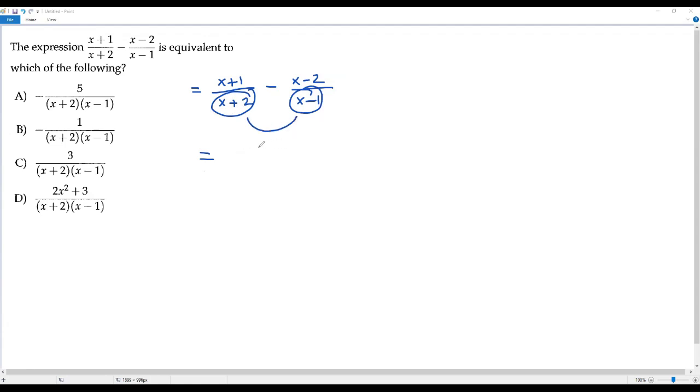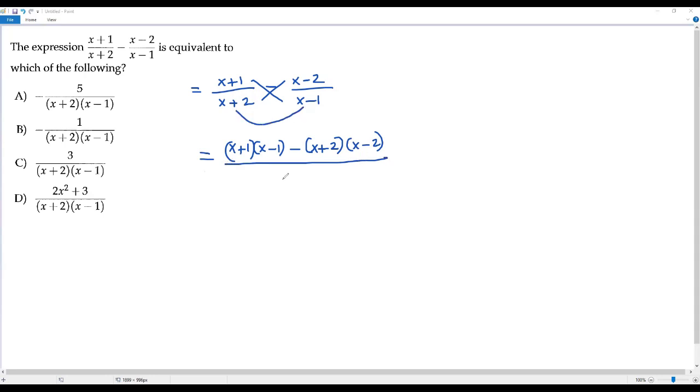So in simplifying this kind of fractions, we have to use the cross multiplication method. Multiply the numerator of the first fraction by the denominator of the second fraction. Then multiply the numerator of the second fraction by the denominator of the first fraction. At last, we multiply the two denominators. Now I multiply the first numerator x + 1 by the second denominator x − 1, and I get (x + 1)(x − 1). I take this negative sign as it is. Now I multiply this numerator by this denominator, and I get (x + 2)(x − 2) over the product of the two denominators, (x + 2)(x − 1).